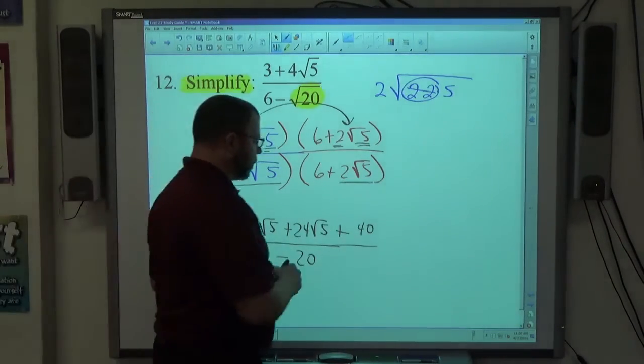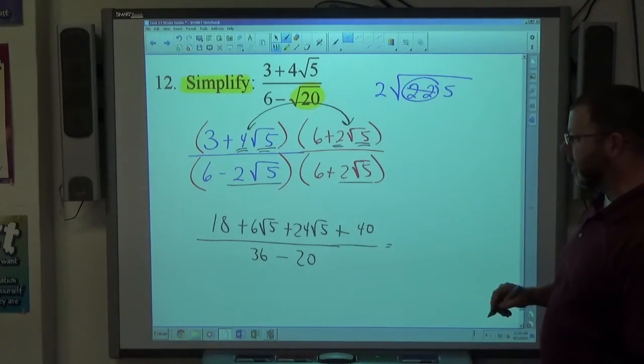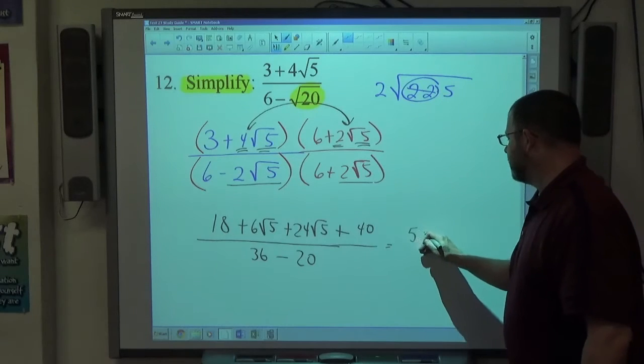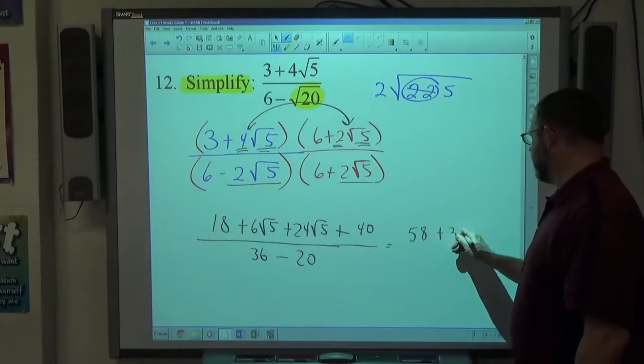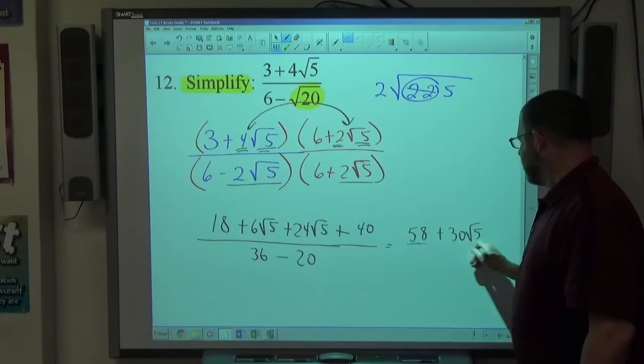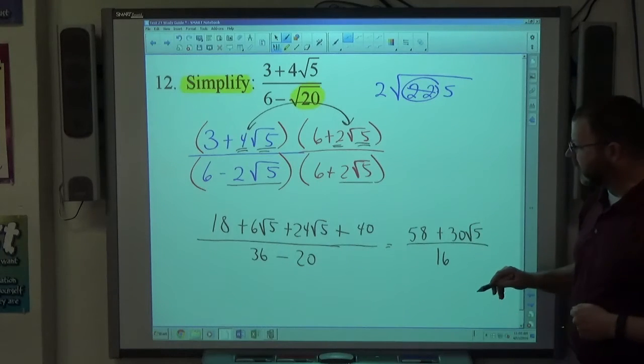So I'm at this point, and what's left to do now is to make it as simple as possible. On top, adding like terms, 18 plus 40 is 58. 6 square root of 5 plus 24 square root of 5 makes 30 square root of 5. And on the bottom, 36 minus 20 is 16. That is the correct answer.